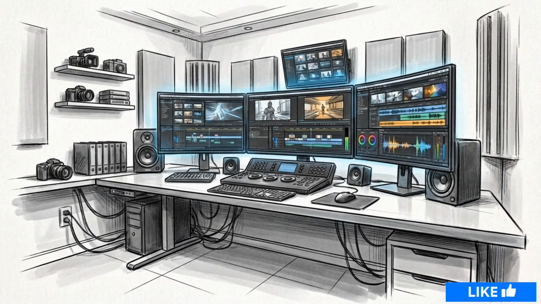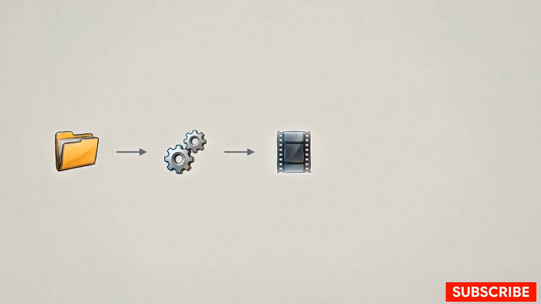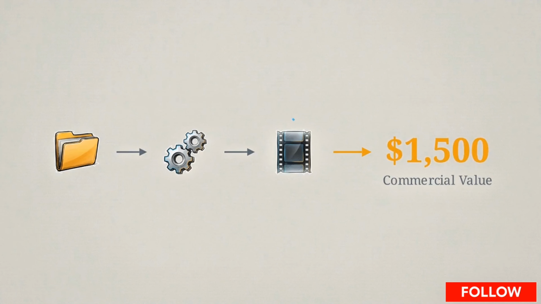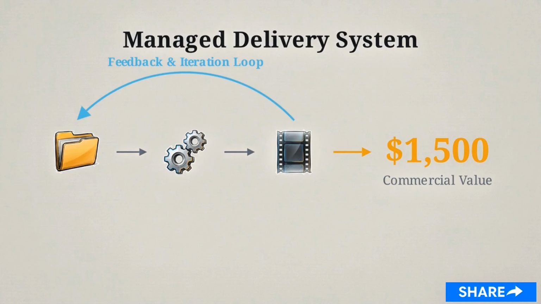AI video has moved from per-clip experimentation to a layer inside a repeatable production pipeline. If you bill hourly for a tool that collapses post-production into minutes, you charge $50 for an output carrying $1,500 in commercial value. You bridge that gap by shifting from random generations to a managed delivery system.